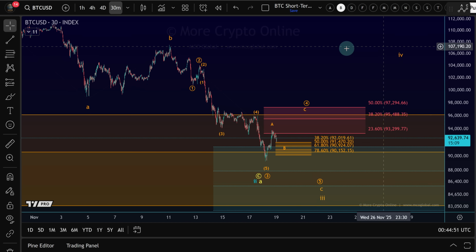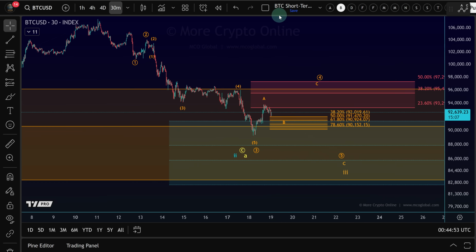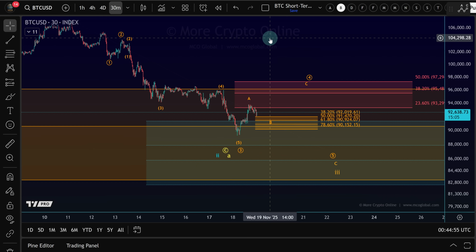Bitcoin is hitting a critical level right now, and that's the level, or an area rather, that we've identified by using Fibonacci levels and our Elliott Wave method and framework. So this helps us to reduce uncertainty on price charts.